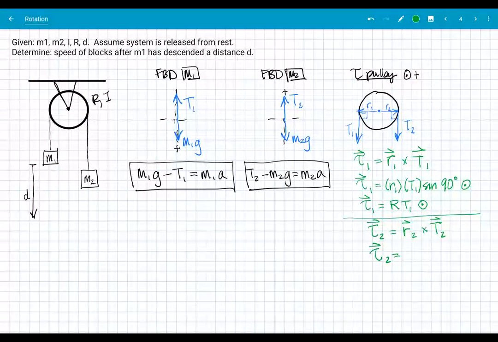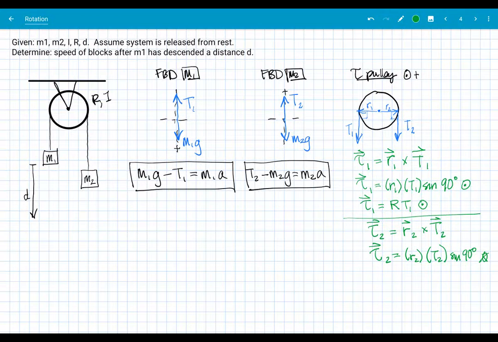Torque 2 equals magnitude of R2. So notice that I dropped the hat here, right? I'm representing magnitude. So when you use hats, we use them intentionally. Magnitude of T2 times sine of 90 degrees again. And now let's use the right-hand rule to find the direction. R2 crossed with T2, that's going to be into the page.